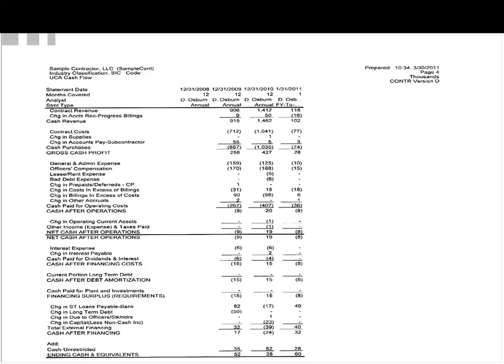Go down to the middle of this page where it says net cash after operations. That's the true cash after the operations of the business. That big black line in the middle, I'd highlight that. We'll come back to this concept in just a few minutes. If you turn with me now to page number 26.